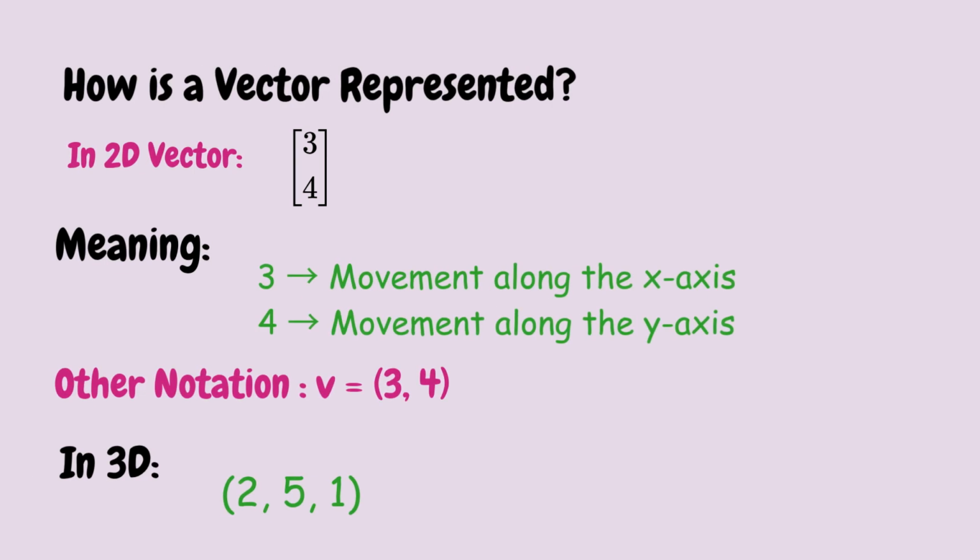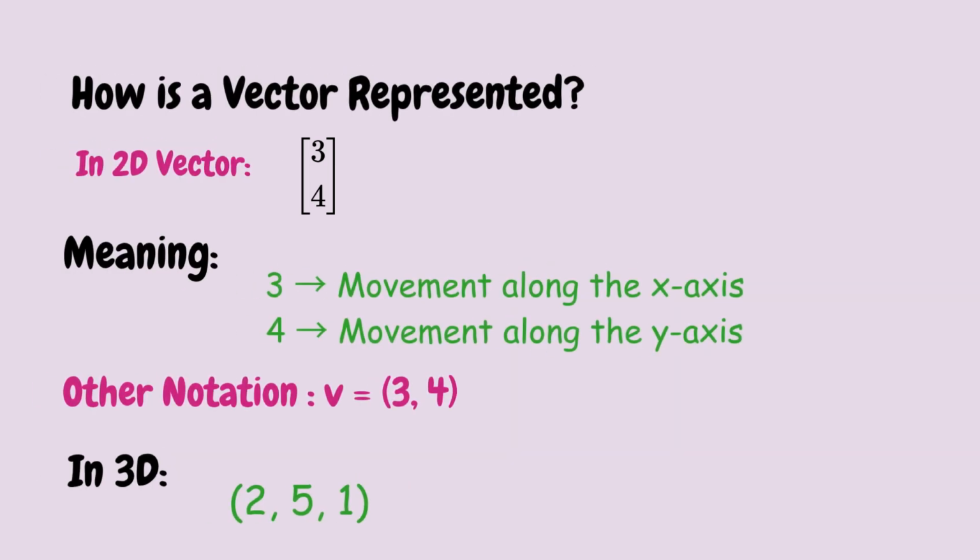Representing vectors. In mathematics, vectors are often written using column notation. For example, a two-dimensional vector. This means the vector moves 3 units along the x-axis and 4 units along the y-axis. Another common notation is v equals (3, 4). Both represent exactly the same vector. In 3 dimensions, a vector may be written as (2, 5, 1). Here the 3 numbers represent movement along the x, y, and z axes.